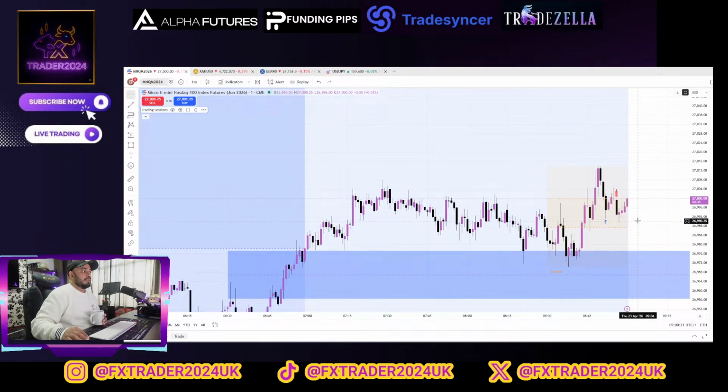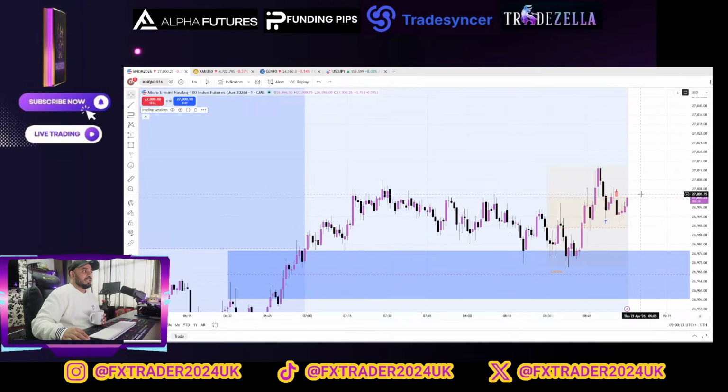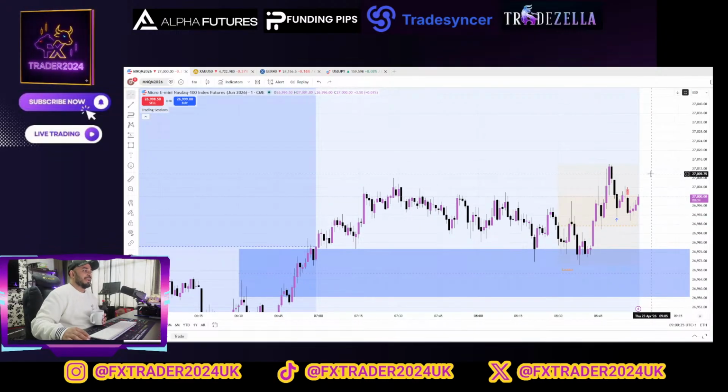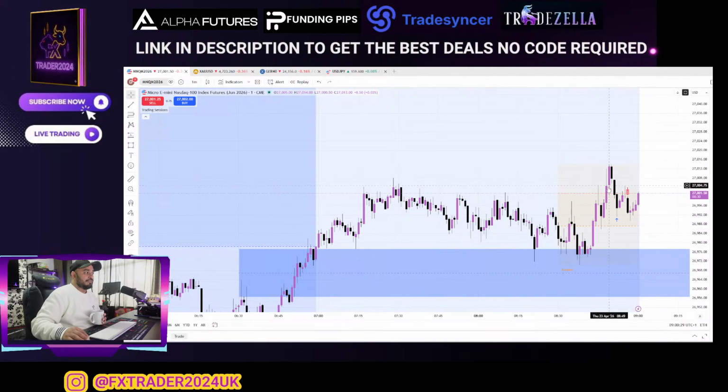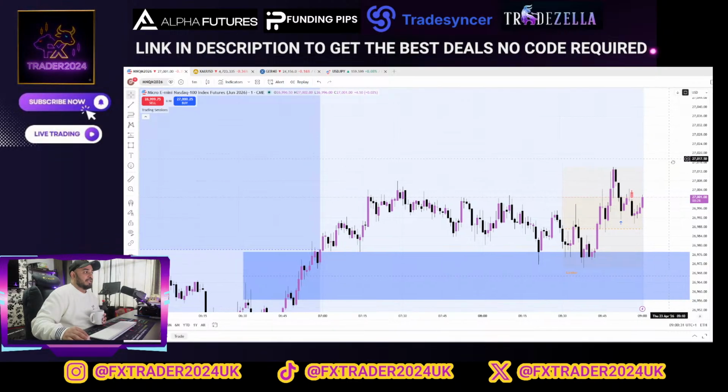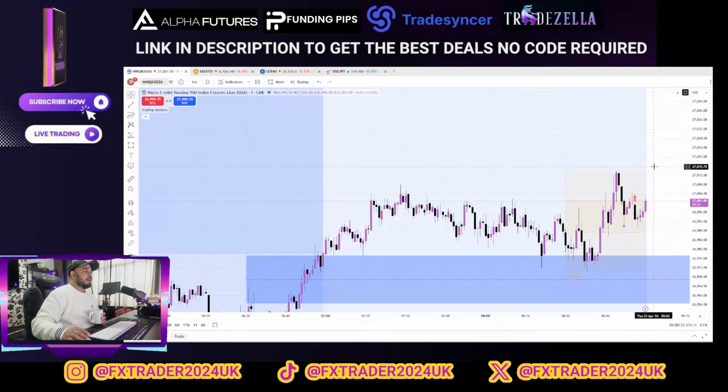See, look, price comes, breaks even, and then continues in the same direction. But let's see if it's going to continue up, or is it going to react from this area and keep pushing down. Let's have a look. If it continues up, I've missed a trade.